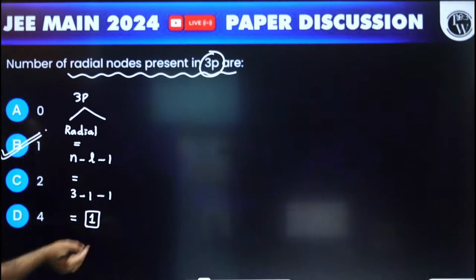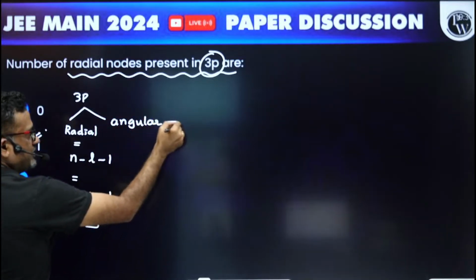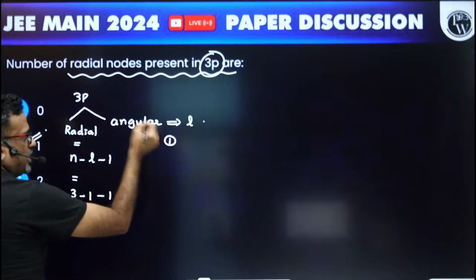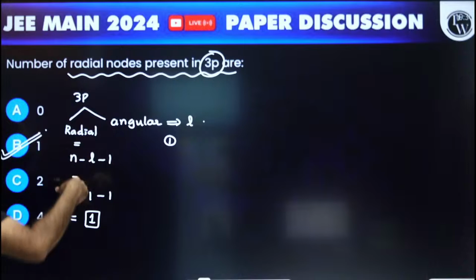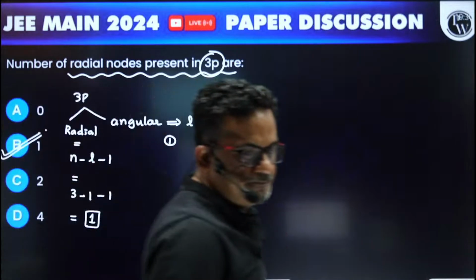Is that clear? If at all they would ask you, angular nodes are given by the formula simply L. So L value is how much here? 1. So one angular node. How many total number of nodes? 1 plus 1, total number of nodes would have been 2. Is that clear? Right.